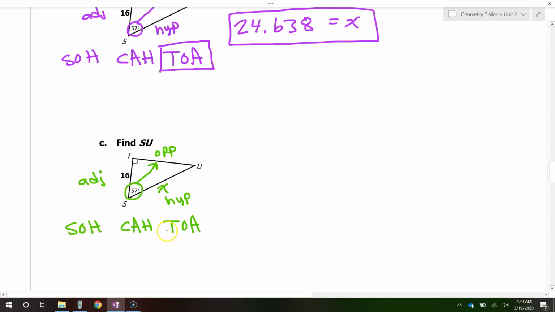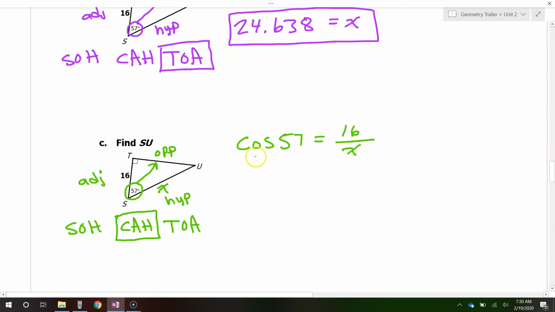All right, let's go ahead and write Sohcahtoa. Which one are we going to use? Well, look at the sides. We have the x and we have the 16. That's adjacent and hypotenuse. Well, cosine is adjacent over hypotenuse, so let's use that. So that means we will write cosine of the angle we circled is equal to adjacent over hypotenuse. So that'll be 16 over x.